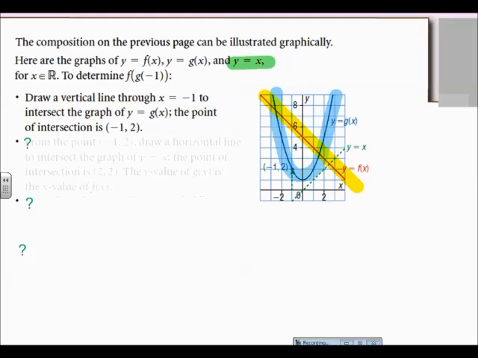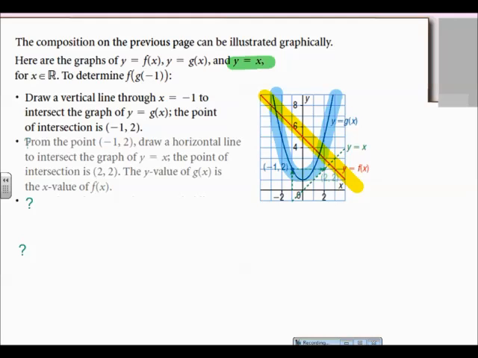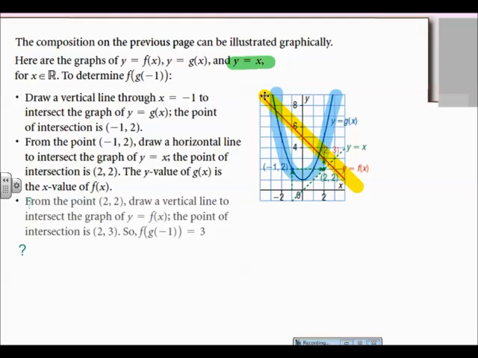Next step. Go with a horizontal line now across, and find the point on y equals x. That's why we drew y equals x, so we could find out where it's on that line. 2, comma 2. And then from there, we're going to draw a vertical line going to the f, or the outside function, and find the point there, 2, comma 3. The y value of that is going to give us our answer, the 3. What we've got here is called a web graph.